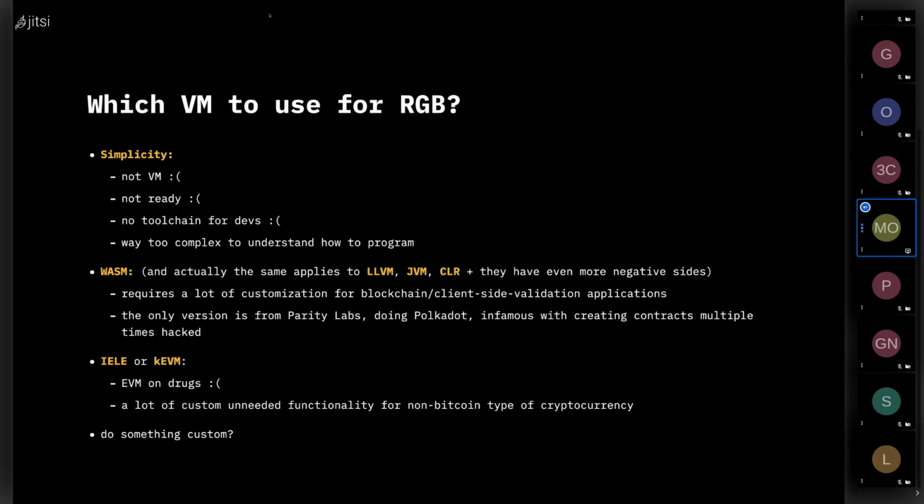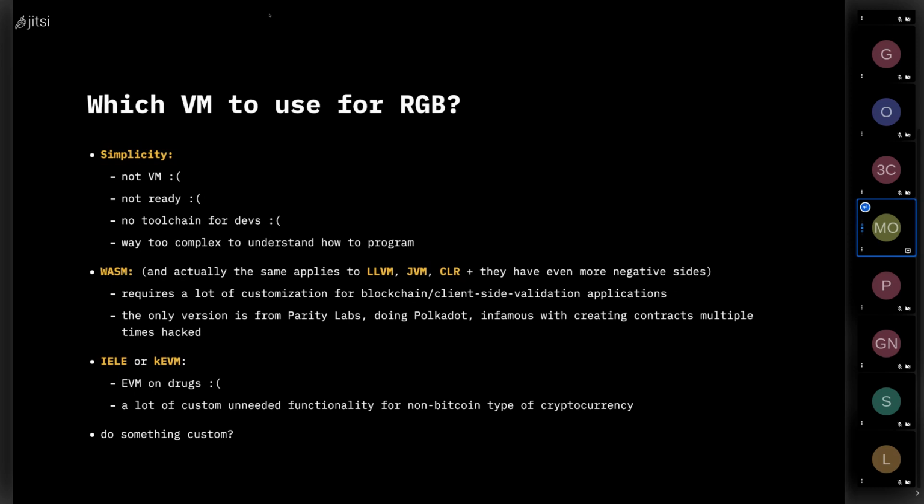But even for WASM and LLVM, we have very negative things, because I tried to look into WASM, and WASM itself is created for web browsers. It's not created for blockchain or even more restricted client-side validated operations. It was created to run inside the browser. So it has too much functionality, which is impossible to do in a blockchain application or client-side validated application. And that's why those projects who are using WASM as a part of their blockchains, like Polkadot, have to work on their version of WASM, which is standard incompatible with the standard WASM.